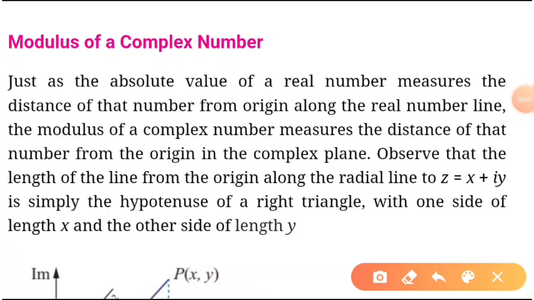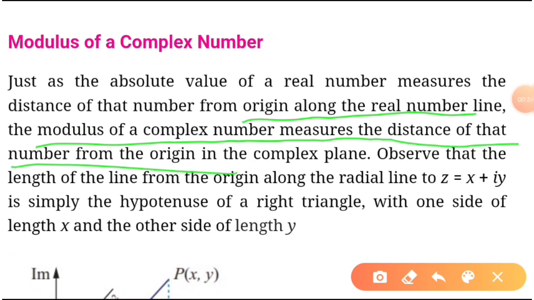Here we are going to see the modulus of a complex number. Just as the absolute value of a real number measures the distance of that number from the origin along the real line, the modulus of a complex number measures the distance of that number from the origin in the complex plane.